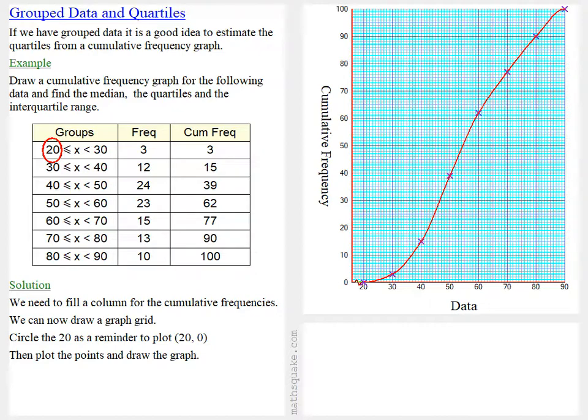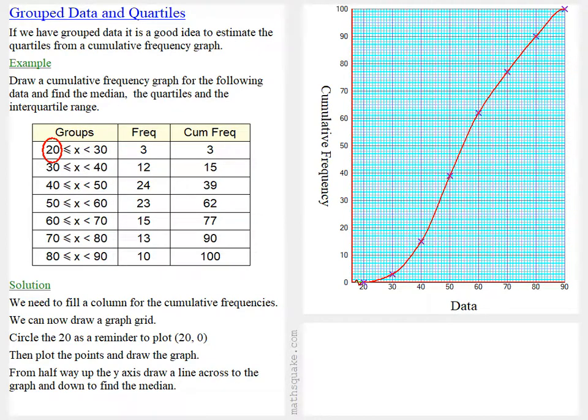Now, there are 100 numbers in the list, and for the lower quartile, we want to go a quarter of the way through the list. So that means 25, which is a quarter of the way up the y-axis. The median is halfway through the list, which is halfway up the y-axis. And similarly, the upper quartile is 3/4 of the way through the list, and so it's 3/4 of the way up the y-axis, in this case at 75.